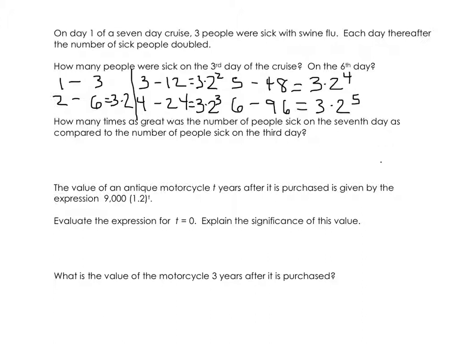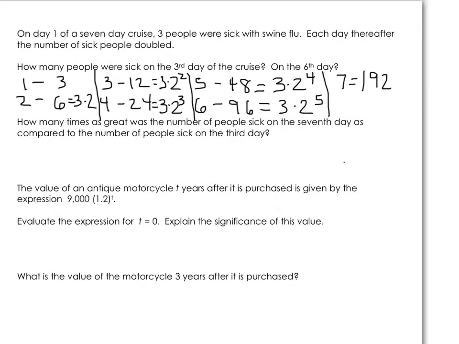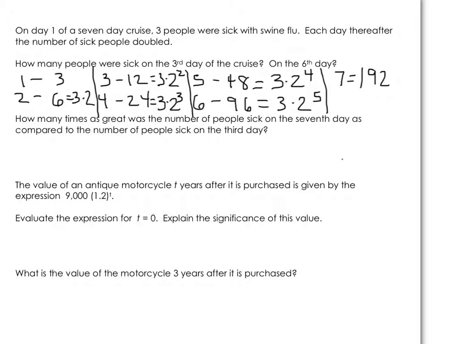How many times as great was the number of people sick on the 7th day as compared to the number of people sick on the 3rd day? Oh, so we have to do day 7 now. Day 7, we know we can just double that 96. That'll be 192. Or we could, using our pattern that we've developed, realize that that one's going to be 3 times 2 to the 6th.